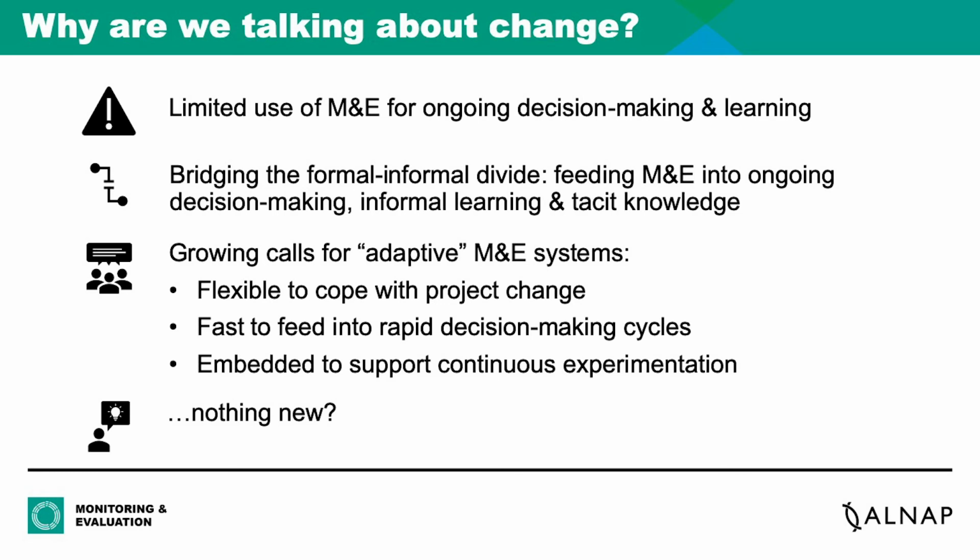And then lastly, we've got growing calls for adaptive monitoring and evaluation systems. So here we're talking about increasing the flexibility of our M&E tools so that they can cope with project change during implementation. We're also talking about increasing the speed of output so that we can feed into rapid decision-making cycles, particularly important in sudden onset emergencies. And then we're also talking about embedding M&E systems within project teams so that they can support continuous experimentation and change, which is what's needed if you want to take adaptive programming seriously.